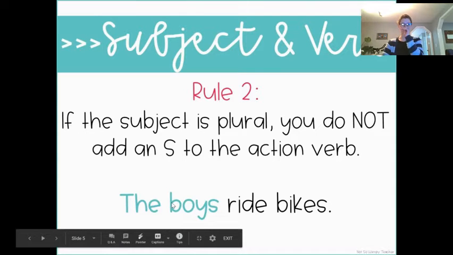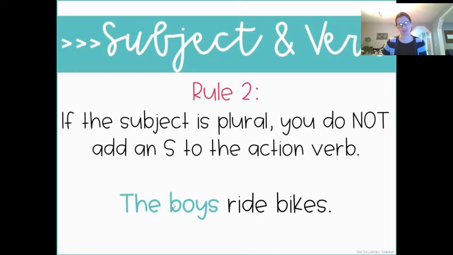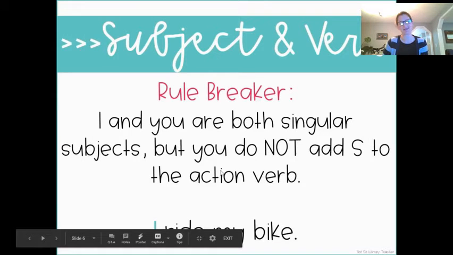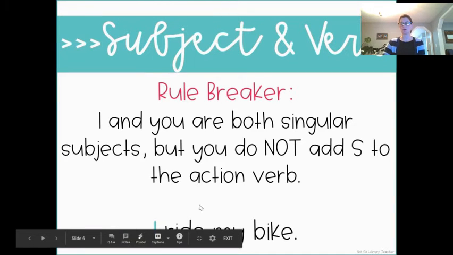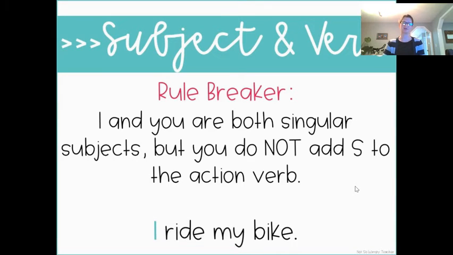Now, of course, you know the English language. There's always some exceptions, and there is a rule breaker. I and you are both singular. If I'm using the word I in a sentence, I'm only talking about one person, so it's singular. And the same if I'm talking about you. There's only one person, so it's singular. But for those two words, you don't add an S to the action verb either. Okay, so those two kind of break the rules. They're singular, I and you, but we don't add an S. So we'd say, I ride my bike, not I rides my bike.